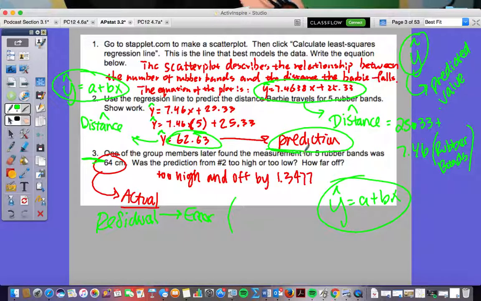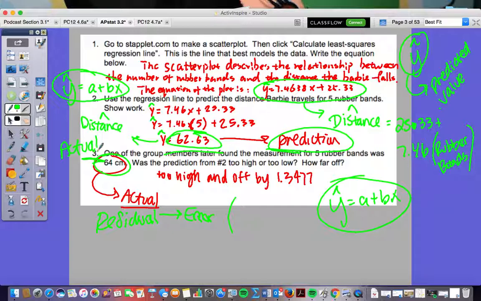And yesterday, if you remember, I said, does that mean that this is the actual value? And we said, no, this is the predicted, right? The predicted. Now, with that being said, we're on number 3. I think that's kind of where we stopped. We said, out of the group, we found that when we had 5 rubber bands, the actual value, you want to put this down, was actually 64. So the question is how far away was the actual from the predicted?